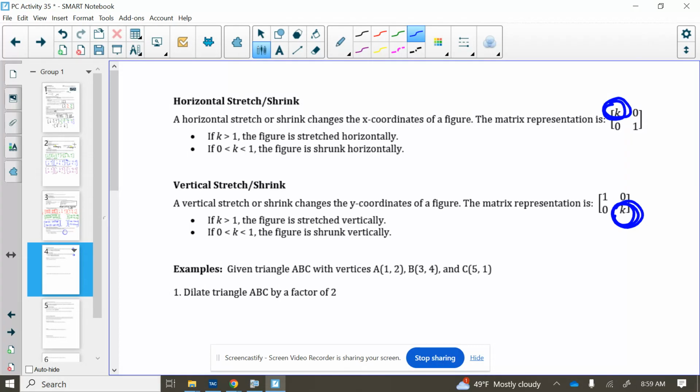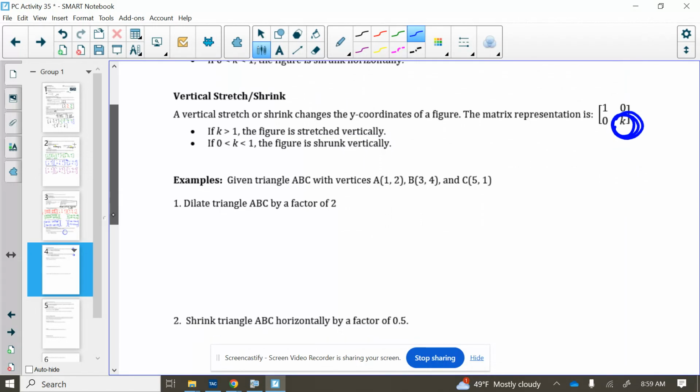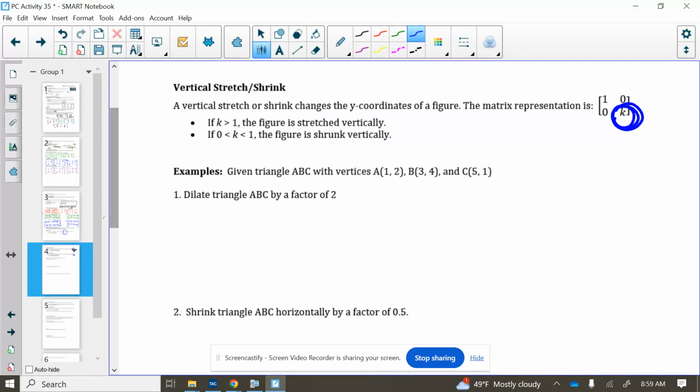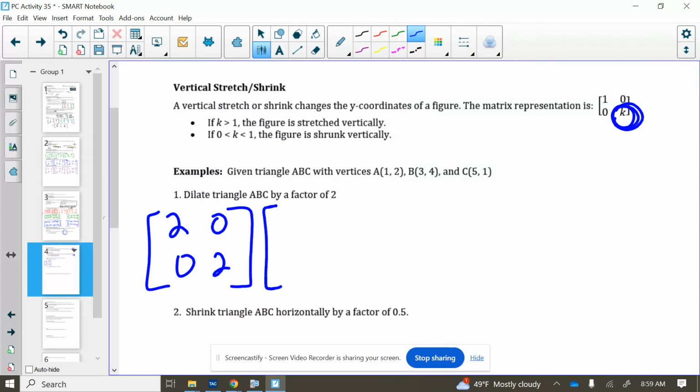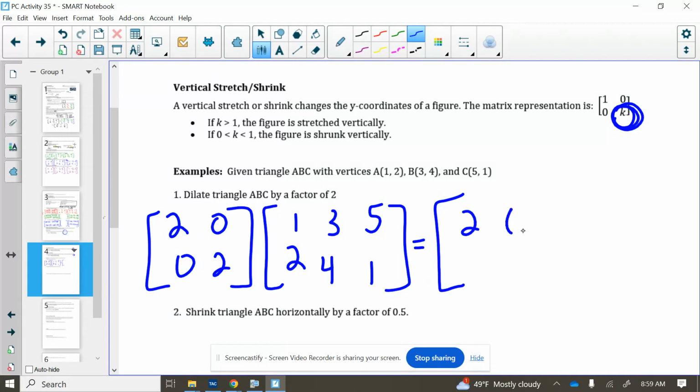Now, for the examples here, again, we're using our same ABC triangle. This time we want to dilate by a factor of 2. So when we dilate, everything ends up changing in our matrix, right? We end up changing both the x and the y coordinates by 2. So this becomes 2, 6, 10 for the x's, and then 4, 8, 2 for the y's.